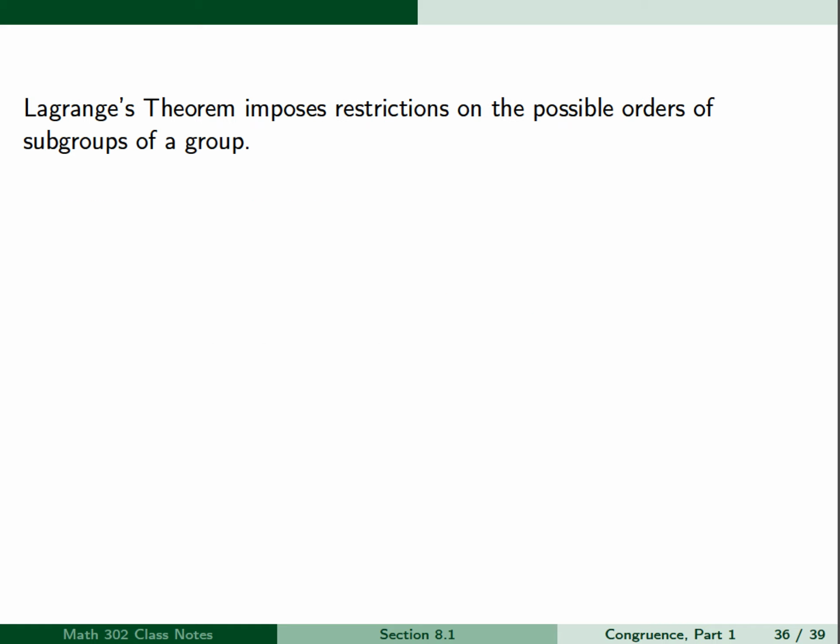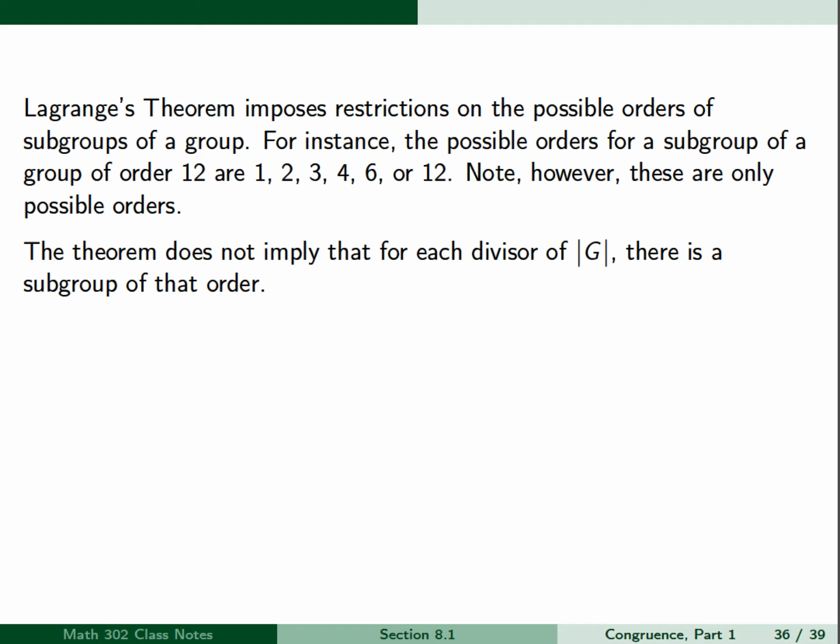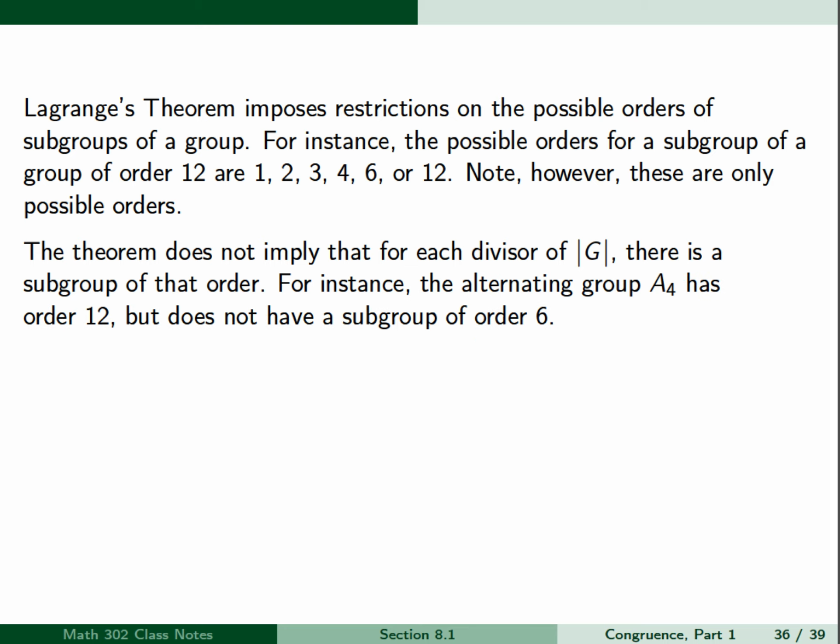Now, Lagrange's theorem imposes restrictions on the possible orders of subgroups of a group. For instance, the possible orders for a subgroup of a group of order 12 are 1, 2, 3, 4, 6, or 12. That's because the theorem tells us that the order of a subgroup must divide the order of the group. So these are the possible divisors of our group order 12. Note, however, these are only possible orders. The theorem does not imply that for each divisor of the order of the group, there is a subgroup of that order. For instance, the alternating group A4 has order 12, but it does not have a subgroup of order 6.